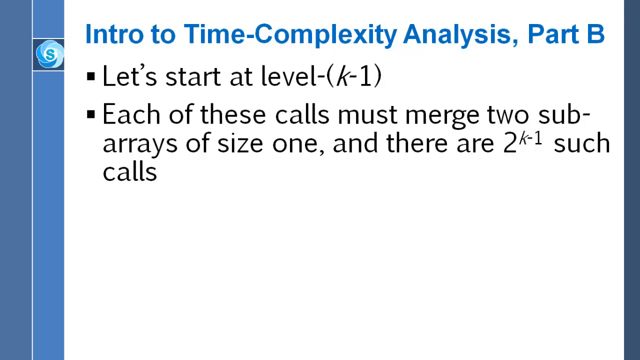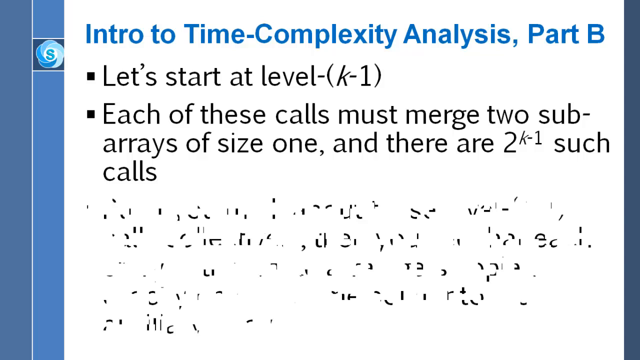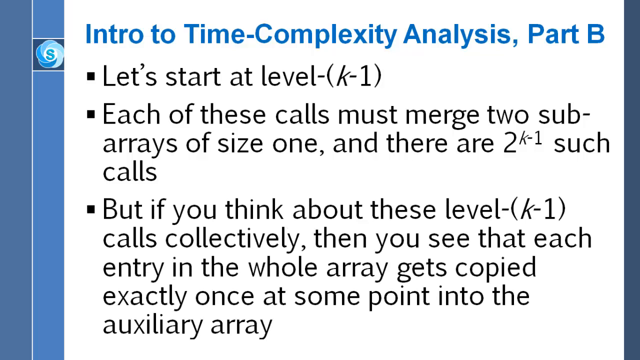So that depends on the number of elements in the array, n. And if you think about it, the total amount of time to do all of that merging at level k minus 1 is going to be a constant times n. It's just a constant times the number of numbers in the array.